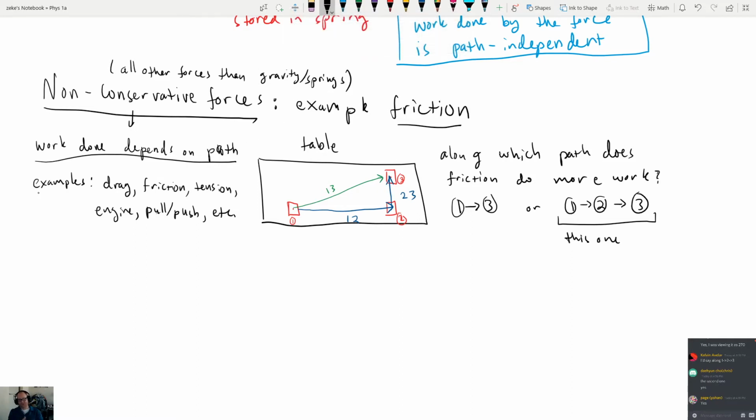And also the electric force, and also some other things that you'll learn about later. But for this class, this is all that you need to know: all of these things are non-conservative, right? Okay, so this is how we tie all these concepts together.